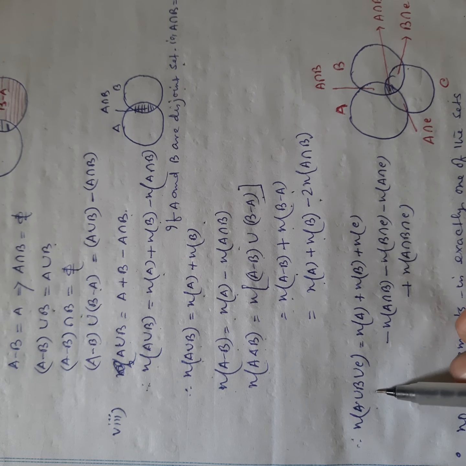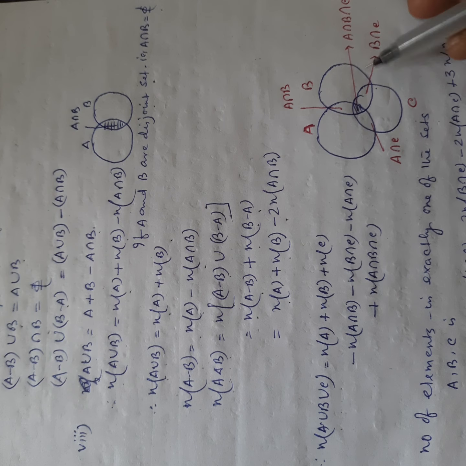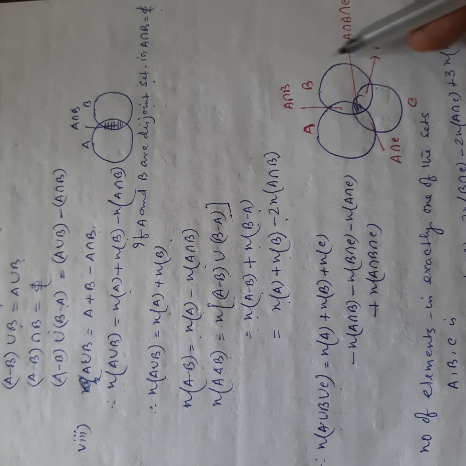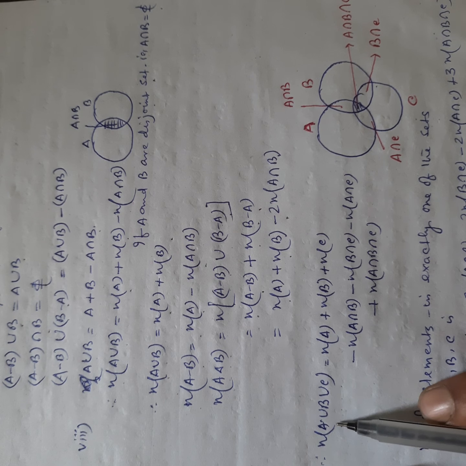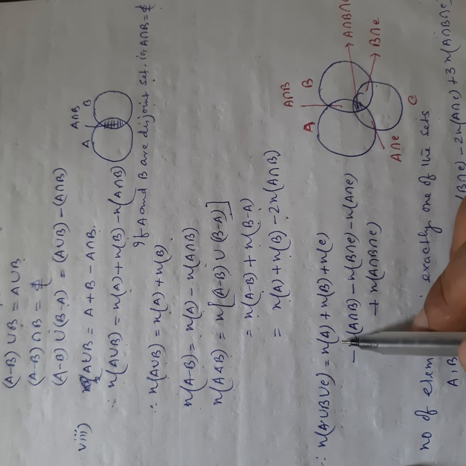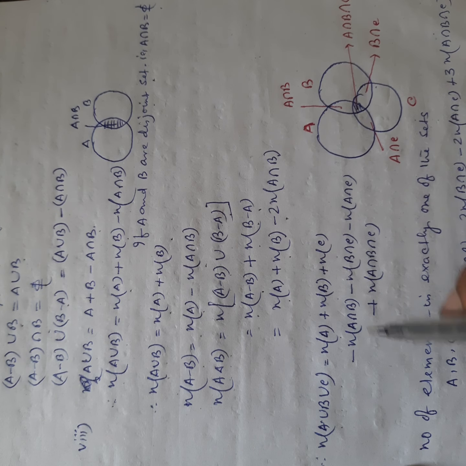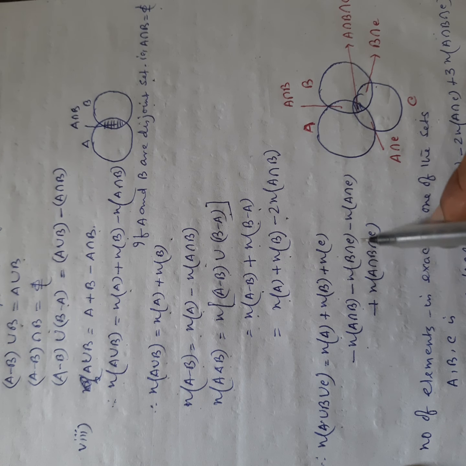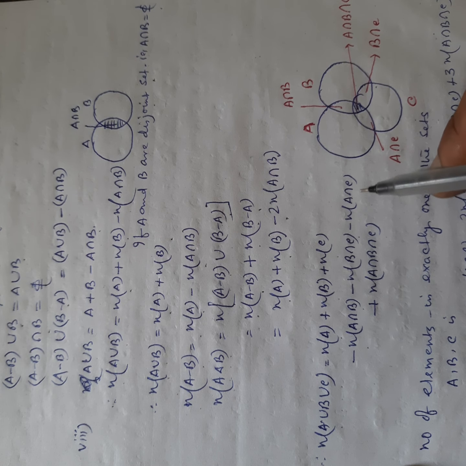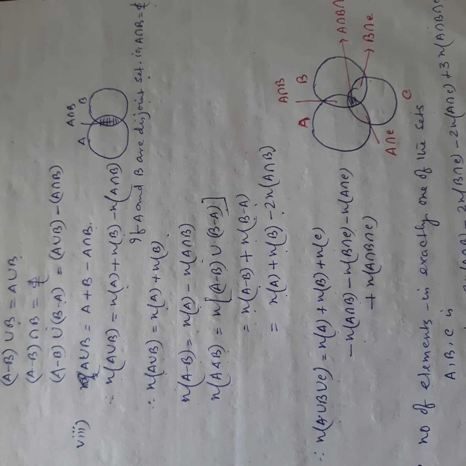Cardinal number of A union B union C, that is, if A, B, C are 3 sets. In this diagram, we say that the cardinal number of A union B union C equals the cardinal number of A plus the cardinal number of B plus the cardinal number of C minus the cardinal number of A intersection B minus the cardinal number of B intersection C minus the cardinal number of A intersection C plus the cardinal number of A intersection B intersection C.